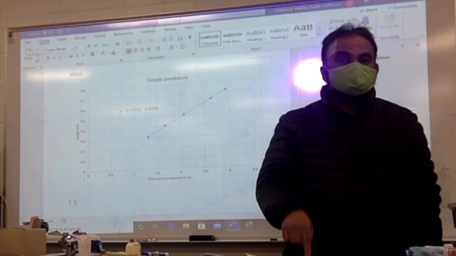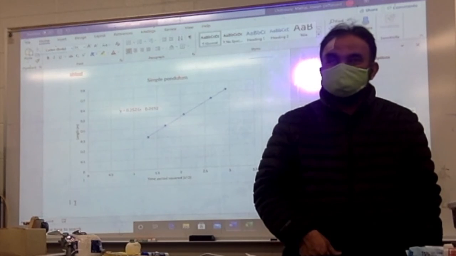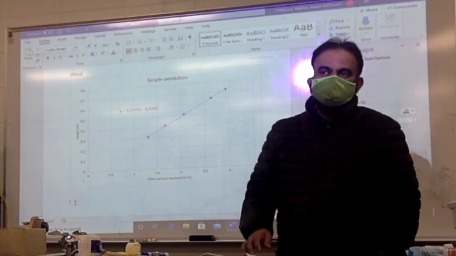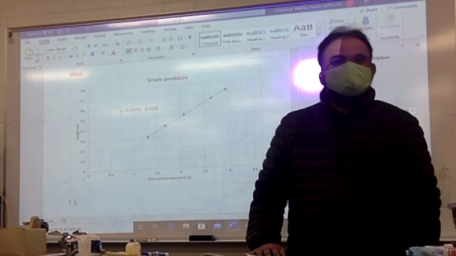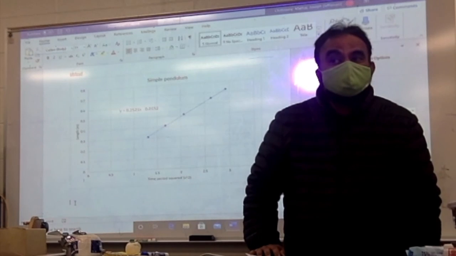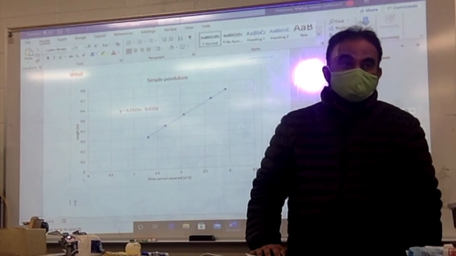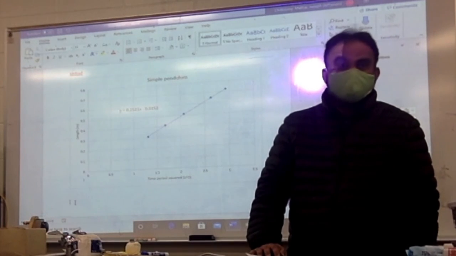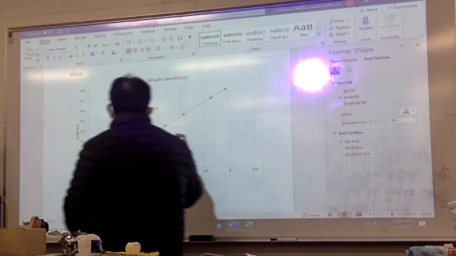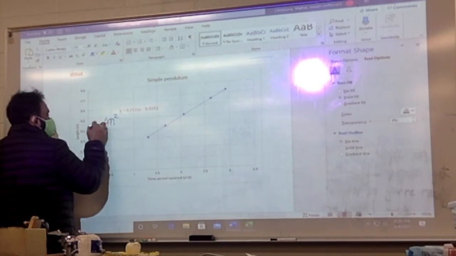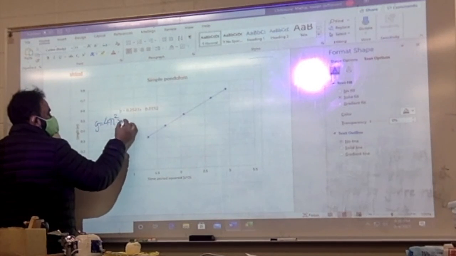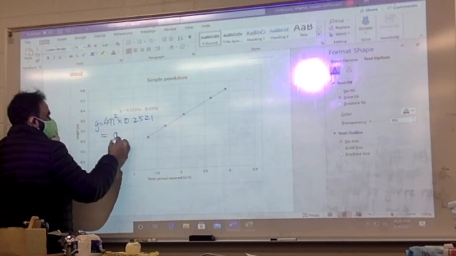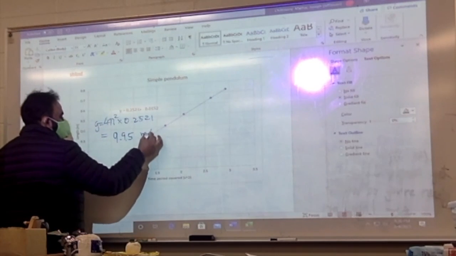What's the unit of g? G is not a unit. Force is a unit. G is acceleration due to gravity. Meters per second is for speed or velocity. Meters per second squared. Yeah. Acceleration due to gravity. So g is 4 pi squared times 0.2521, and that will come out. How much is it? 9.95 meters per second squared. That's the right answer.